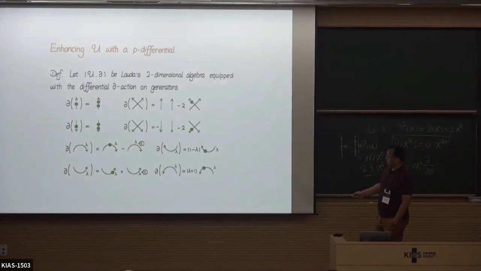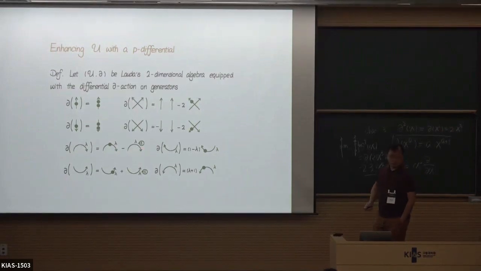So D of a cap picks up a dot and a bubble with degree 1, a degree 2. Sorry.